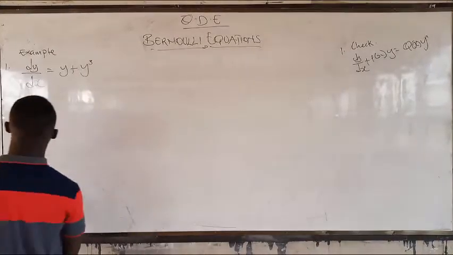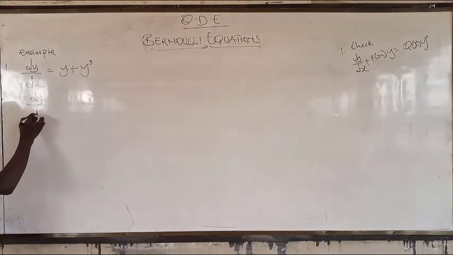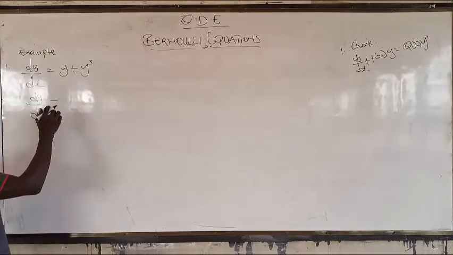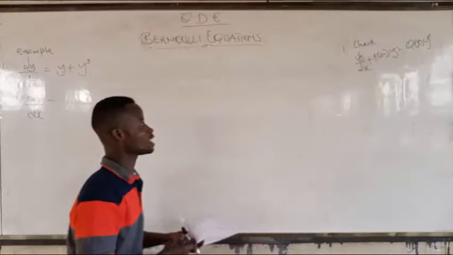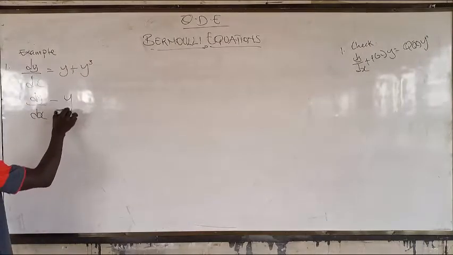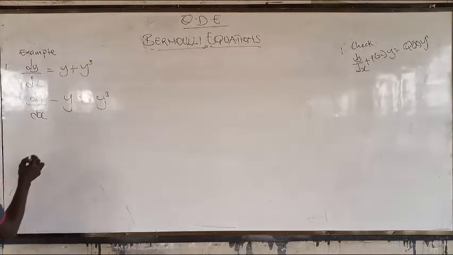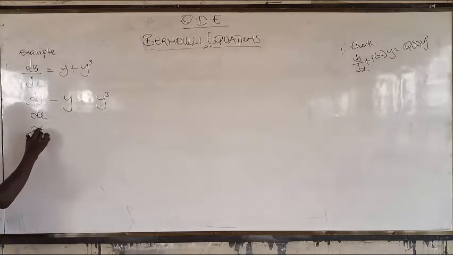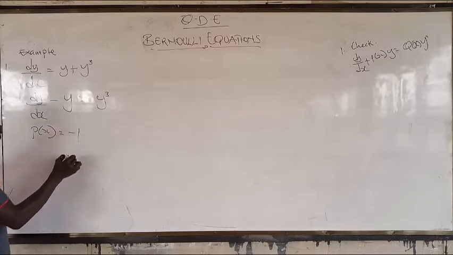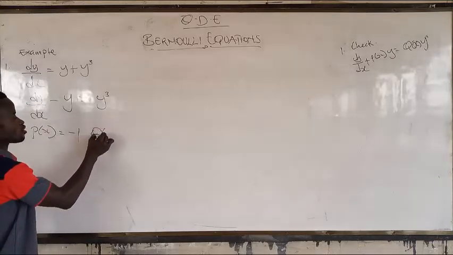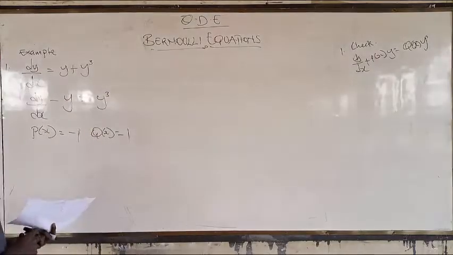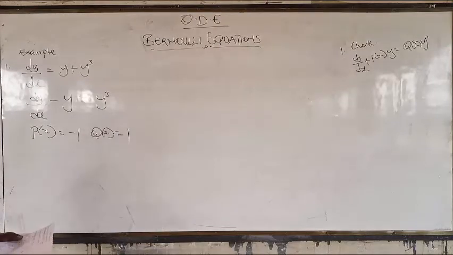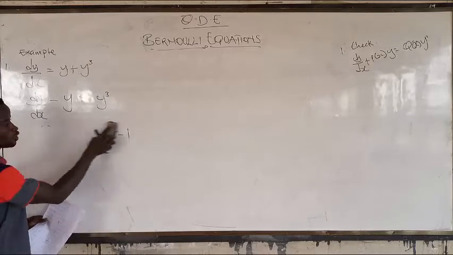So looking at this, let's put it in that form. dy/dx minus, you see, whatever is multiplying the y should come to the left hand side. So we get dy/dx minus y is equal to y raised to the power 4. Then we identify that p of x will be equal to negative 1. Hope you can see that. Alright, so that is that for this part. Very good. Now I will just identify n for you.